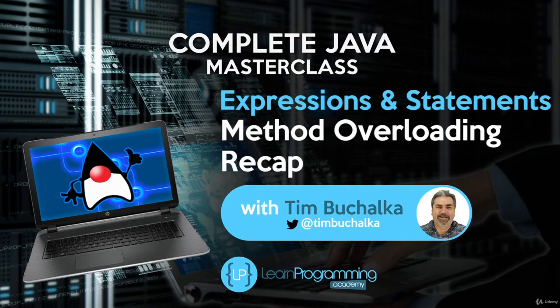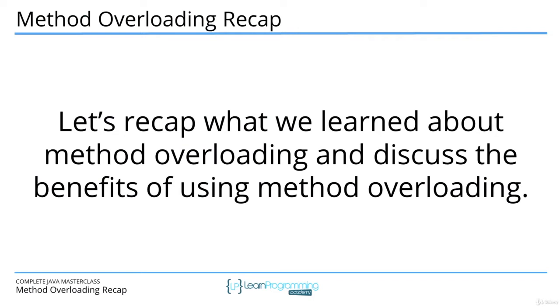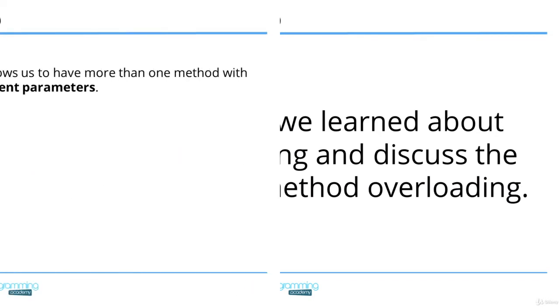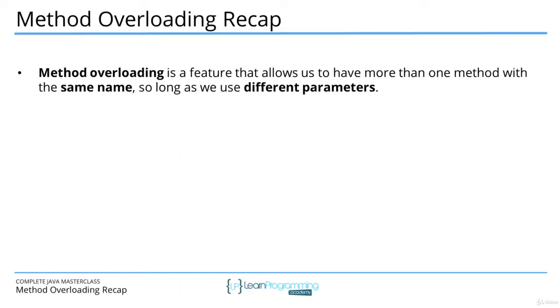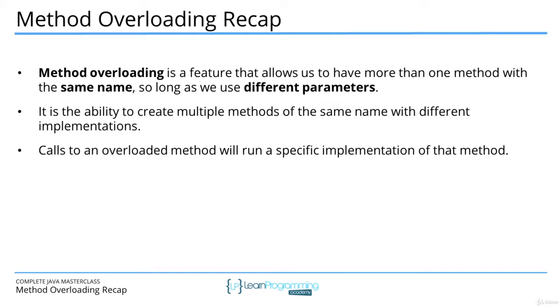So let's have a bit of a recap on what we've learnt about method overloading and discuss the benefits of using method overloading. So confirming again as a recap that method overloading is a feature that allows us to have more than one method with the same name so long as we use different arguments or parameters. So it's the ability to create multiple methods of the same name with different implementations. Calls to an overloaded method will run a specific implementation or version, if you will, of that method.